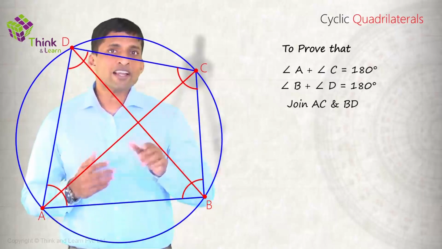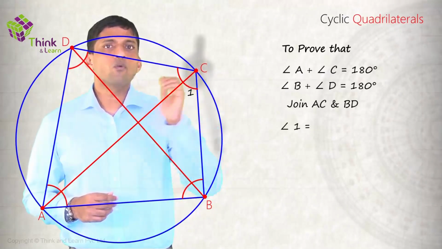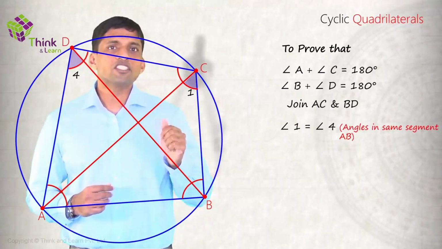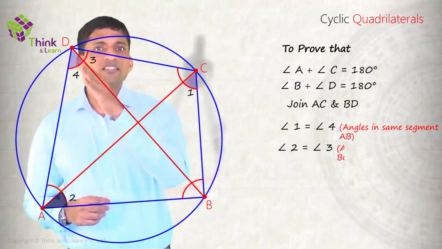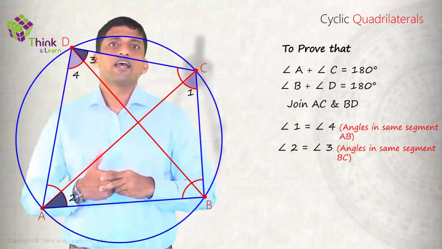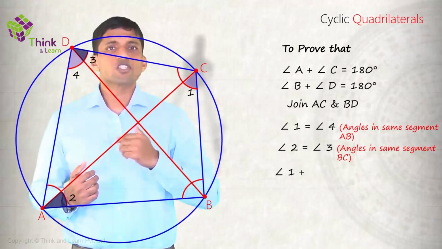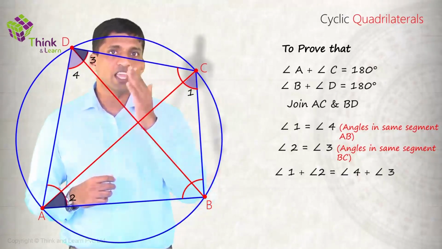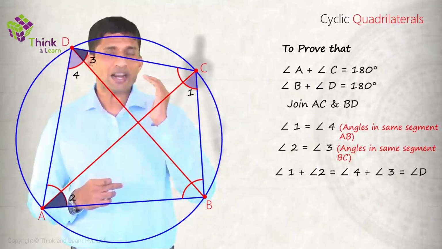If I name the angles the way it is given, if I consider segment AB, angle 1 equal to angle 4 because they are angles in the same segment AB. If I consider segment BC, angle 2 equal to angle 3 because they are also angles in the same segment BC. Now, if I take sum of these two, angle 1 plus angle 2 equal to angle 4 plus angle 3, which is equal to angle D, right? Angle 3 plus angle 4 is nothing but angle D.